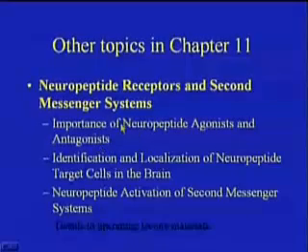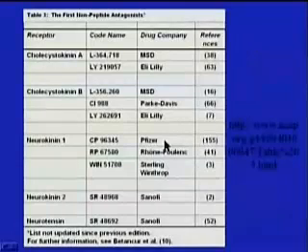I have a table to comment on that. Identification and localization of neuropeptide target cells. We'll discuss this with the methods lectures. And neuropeptide activation of second messenger systems, of course, is a key part of what we will discuss for hormone action in general, as well as the neuropeptides acting as neurotransmitters or neuromodulators. So this is a table again from the ACNP site.